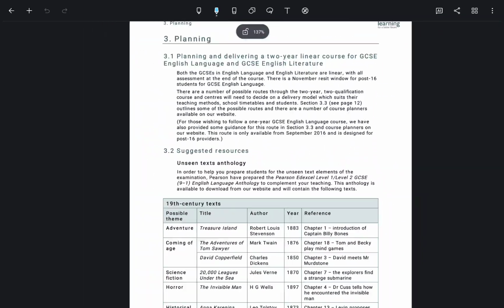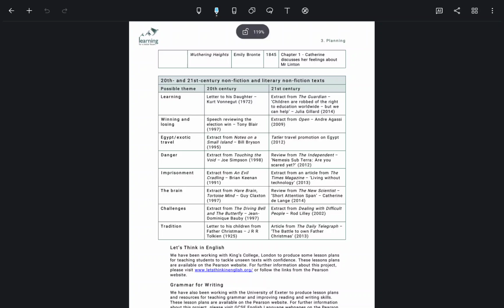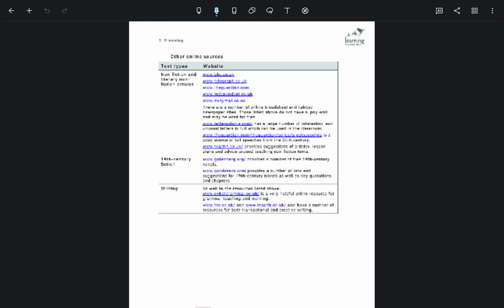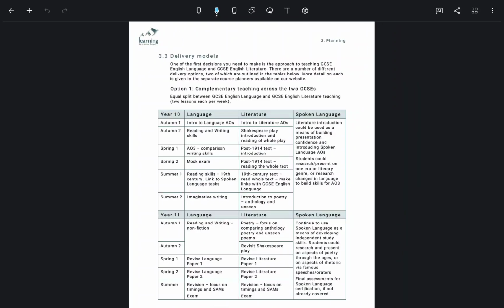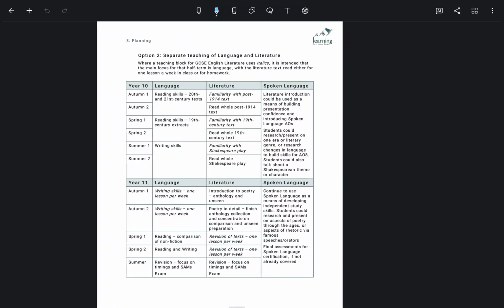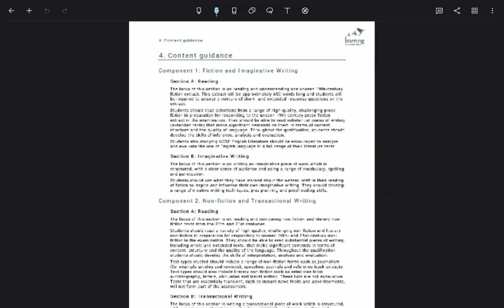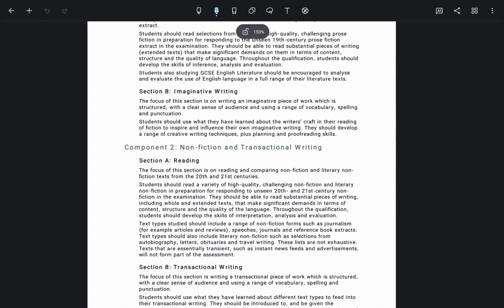So that's to do with planning component 1 of paper 1. I'm going to skip that, skip this as well, and just go over some key facts for you to remember.